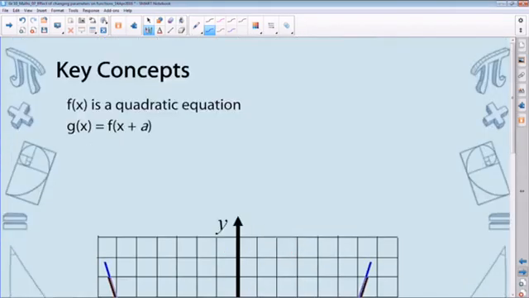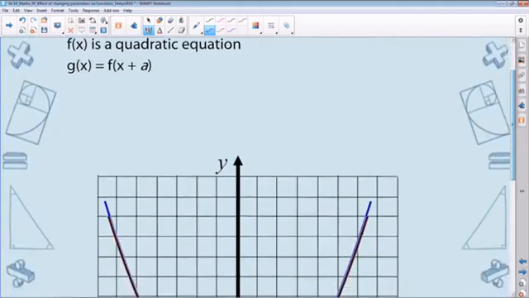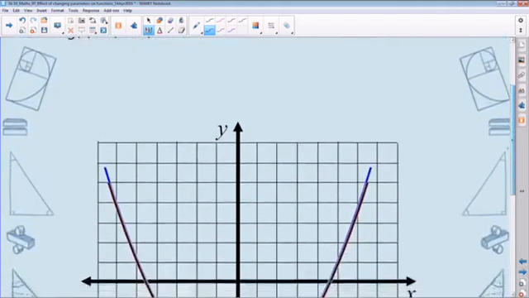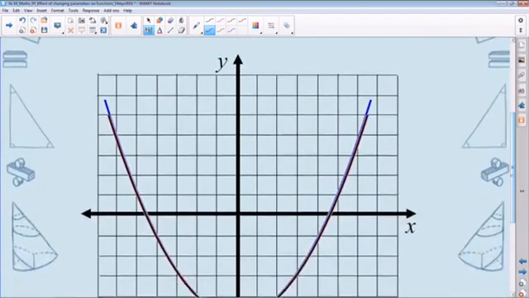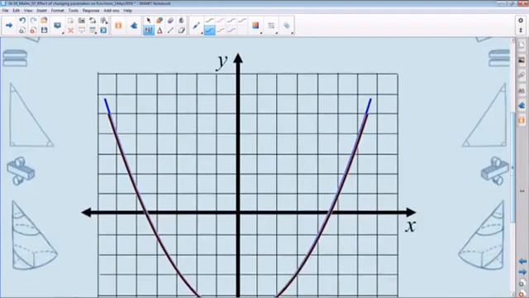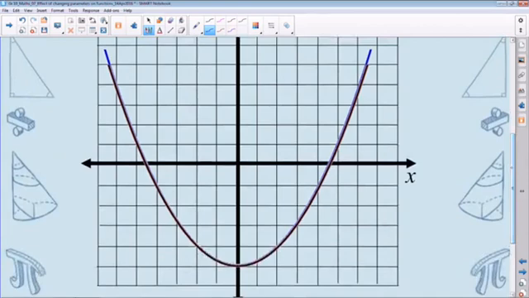Now, we move on to g of x equals f of x plus a. What is happening when you are dealing with a graph and then on the x you are adding or subtracting something? Okay, let's check what happens. Okay, so I have this quadratic function.